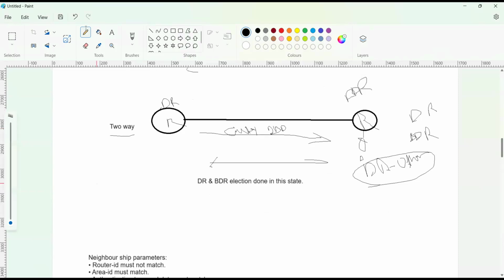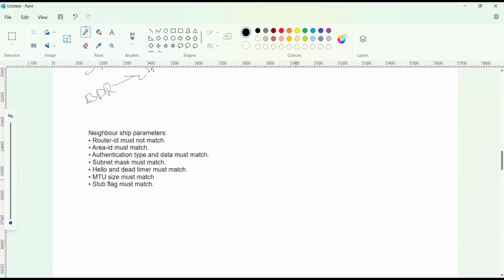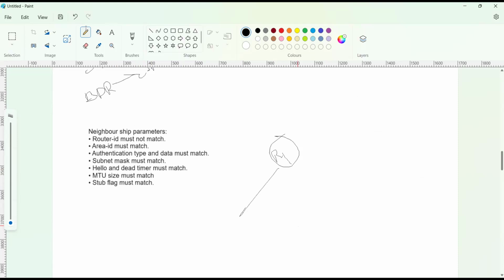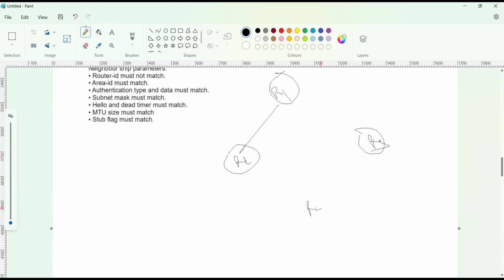DR and BDR, what is a designated router? DR is the designated router, BDR is the backup designated router. Designated router means master router, and the other is a slave router. Basically, the DR router will send the entire topology. It's a master router. You can assume here we have R1, R2, R3 and here we have R4.